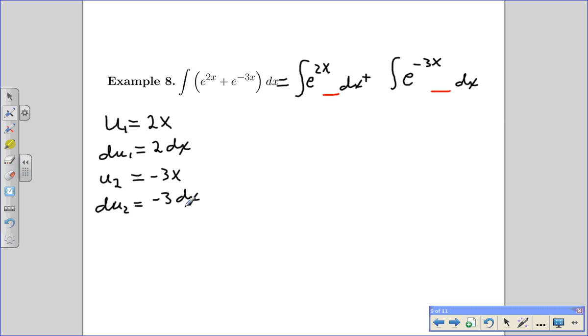So for the first integral, I go up and look. I want 2 dx, but I only have 1 dx. Let me put it here in red. So I put a 2 inside, and I fix it with a 1/2 outside. For the next expression, I want the negative 3 dx, but I don't have that. All I have is dx. So I multiply by negative 3 inside, and I have to fix it with a negative 1/3 outside. You have to multiply by the reciprocal, and don't forget the negative sign.